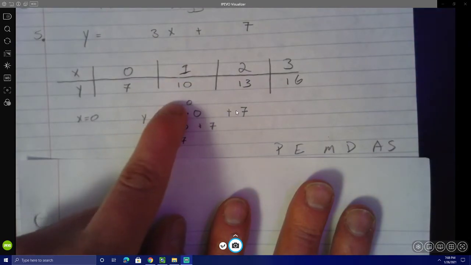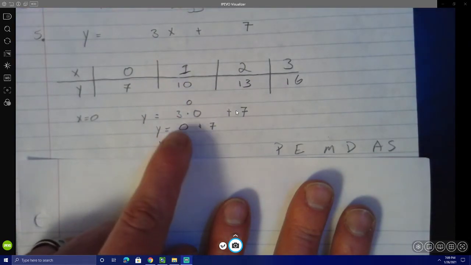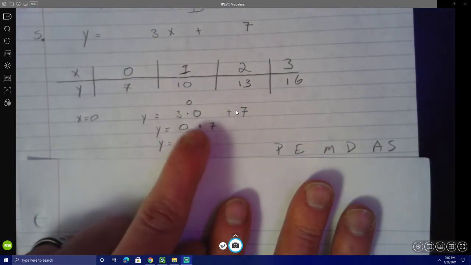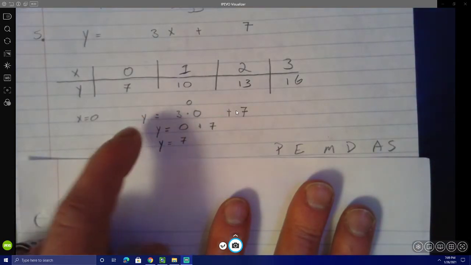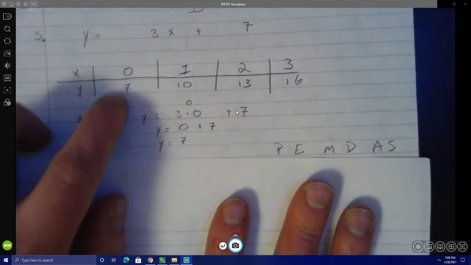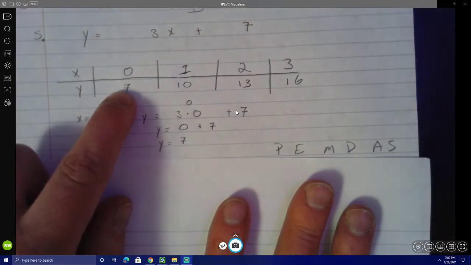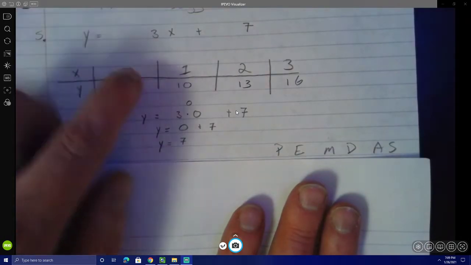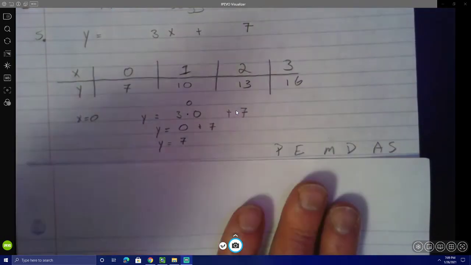So when I do that operation of multiplication, I'm left with y is equal to 0 plus 7. I know 0 plus 7 equals 7, and that gives me a value of 7 for y that I can plug into my table. But I'm not done there. I have 3 more values of x I need to figure out.